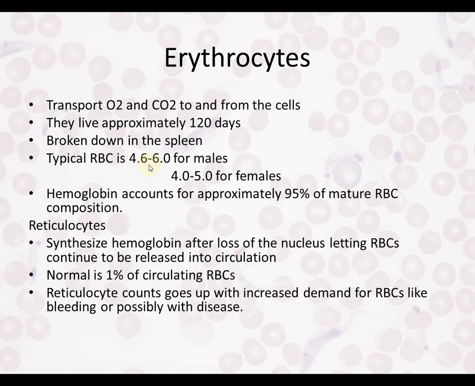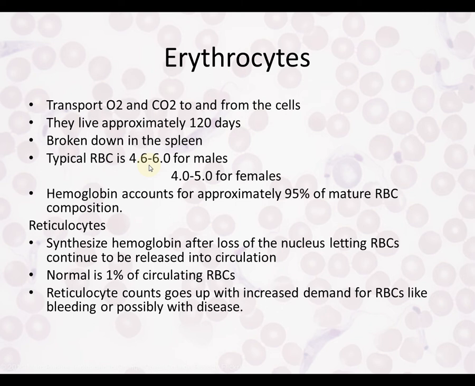Your erythrocytes transport oxygen and carbon dioxide to and from the cells. They live about 120 days. They break down in the spleen. Your book has your typical normals, and I have listed here 4.6 to 6.0 for males and 4.0 to 5.0 for females. Some of the laboratories will vary just a little bit in this. So after you get out there and get to working, you need to be familiar with what your hospital and the lab go by.